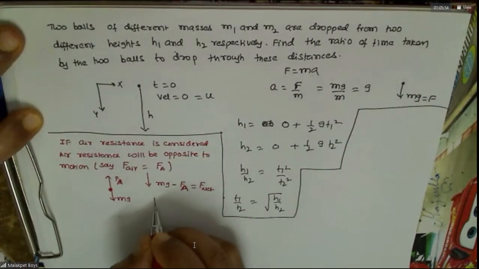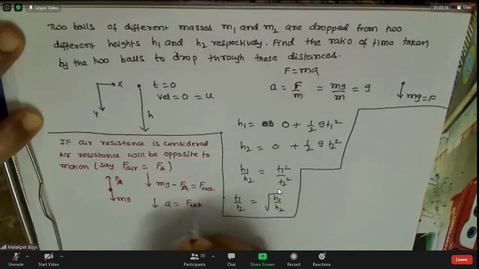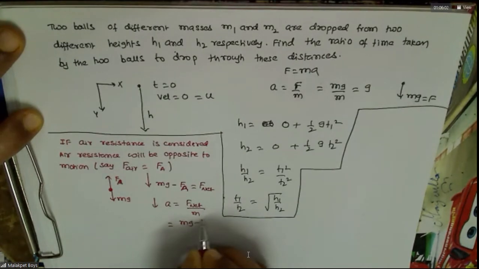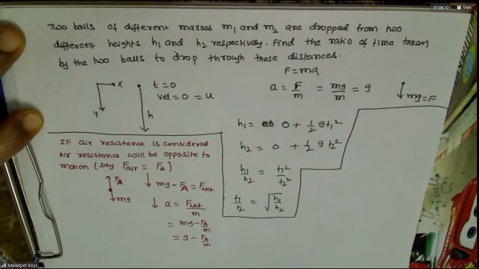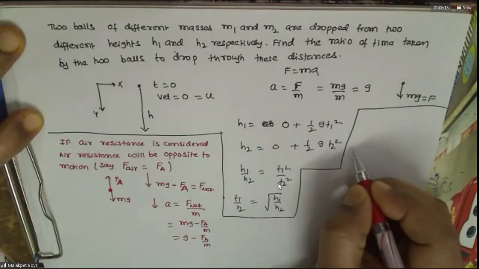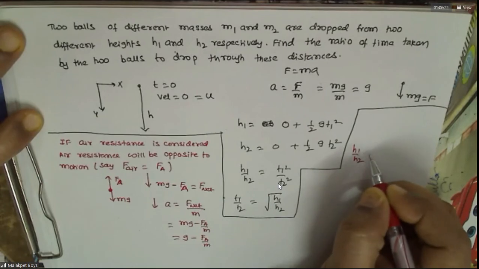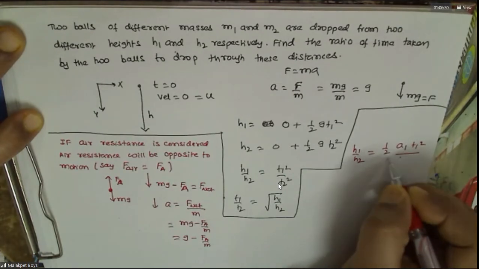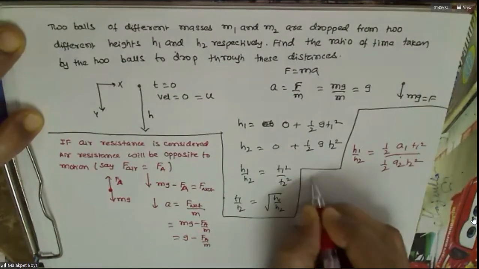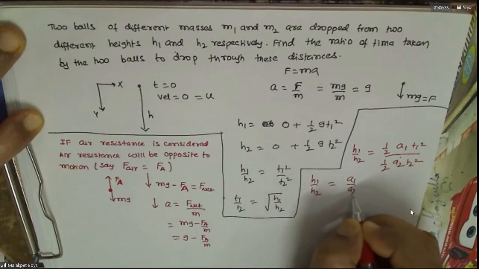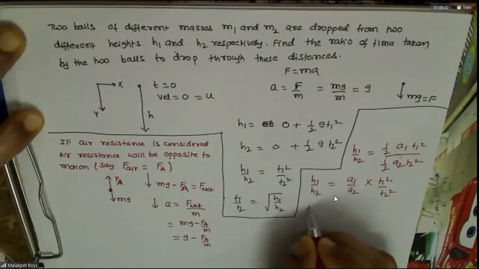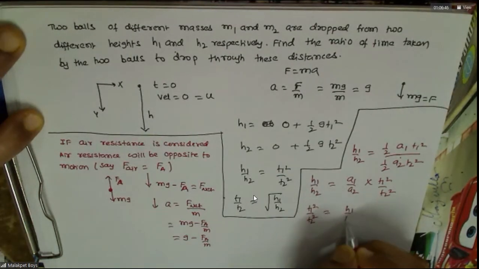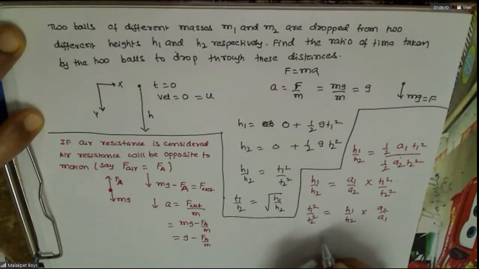Then what is the acceleration of each particle? Net force downward by mass: mg minus Fa by m, which is g minus Fa by m. Agreed? Now suppose I need the same thing: h1 by h2, you cannot cancel. How much will it be? Half a1 t1 square by half a2 t2 square. That is a1 by a2 into t1 square by t2 square. So t1 square by t2 square is h1 by h2 into a2 by a1. Do you agree with this?